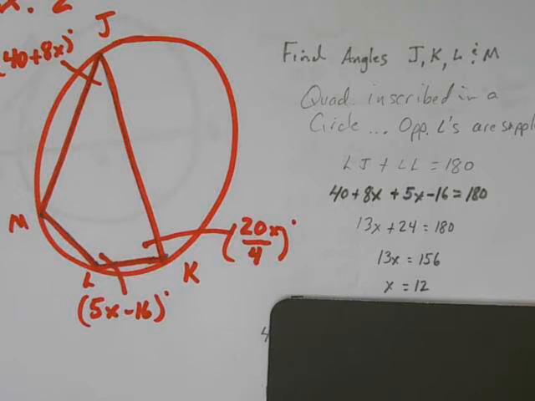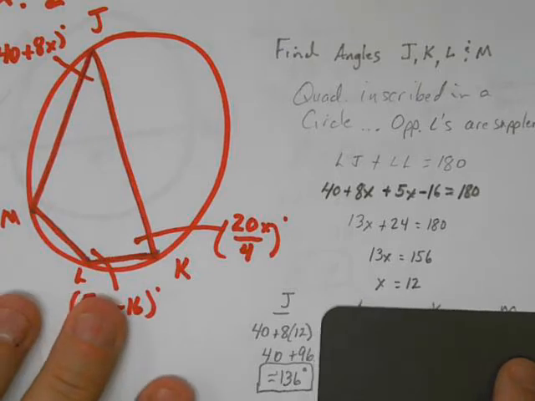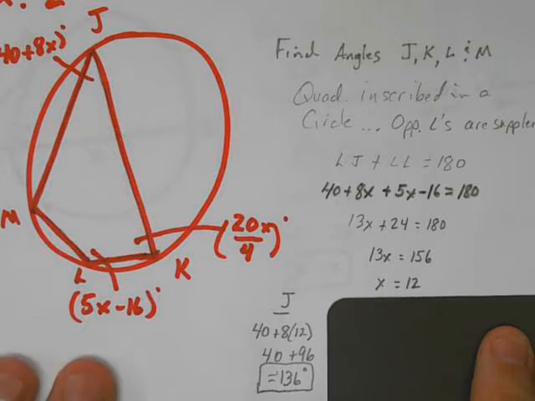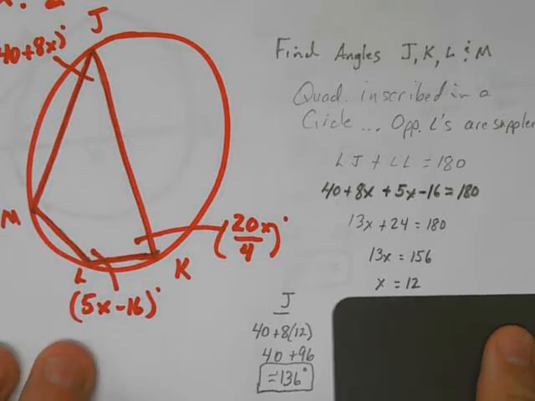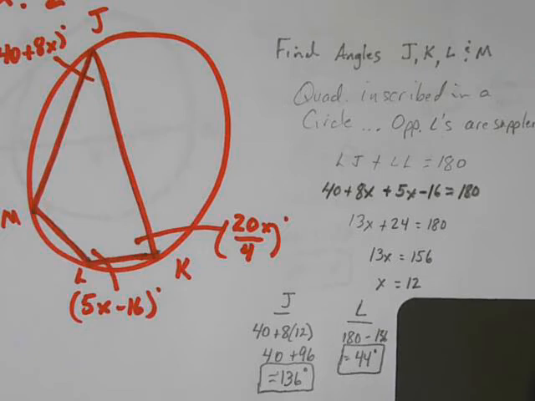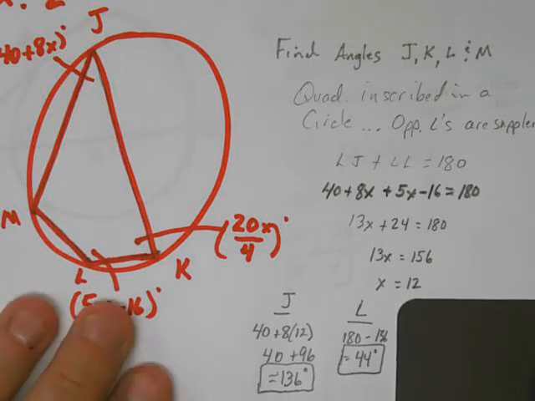Zodi! What do you get for J? 136 degrees. 136 is exactly right. It's way at the bottom of the screen. Hopefully you can see it. If J is 136, what's L? 44. Outstanding. You just subtract it from 180, and you can plug it back in. Very good.